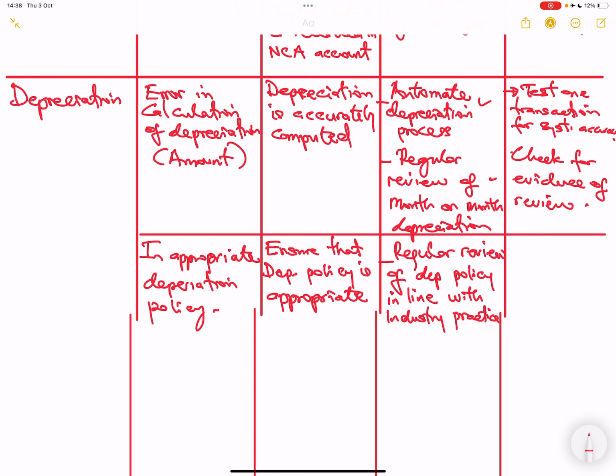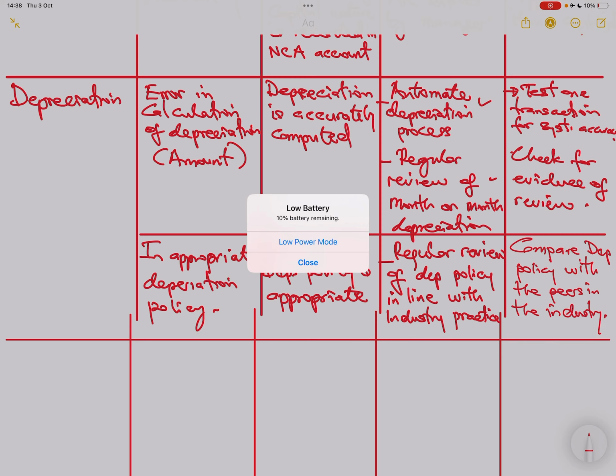When auditors come as well, that's a similar thing they will do. The auditor needs to compare depreciation policy with the peers in the industry, just to make sure that the client is not doing something different from what is happening in the industry.